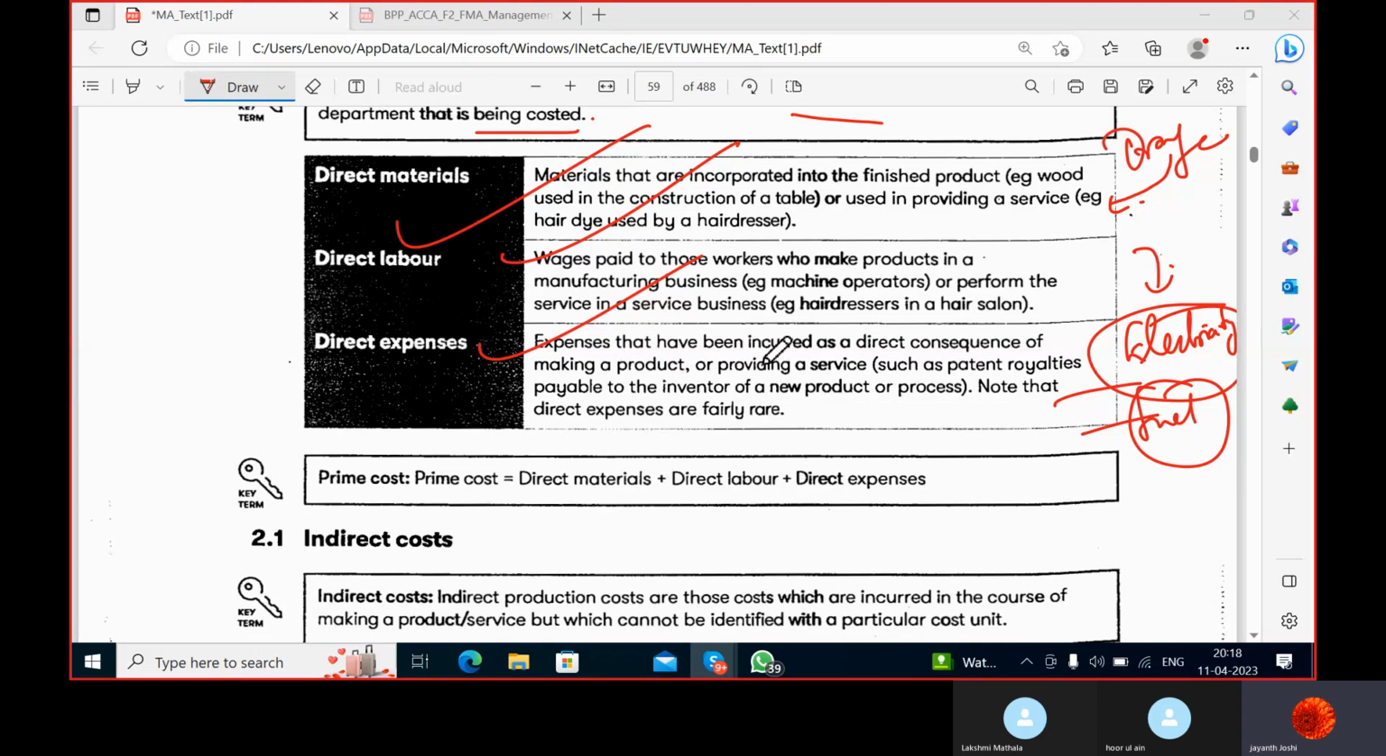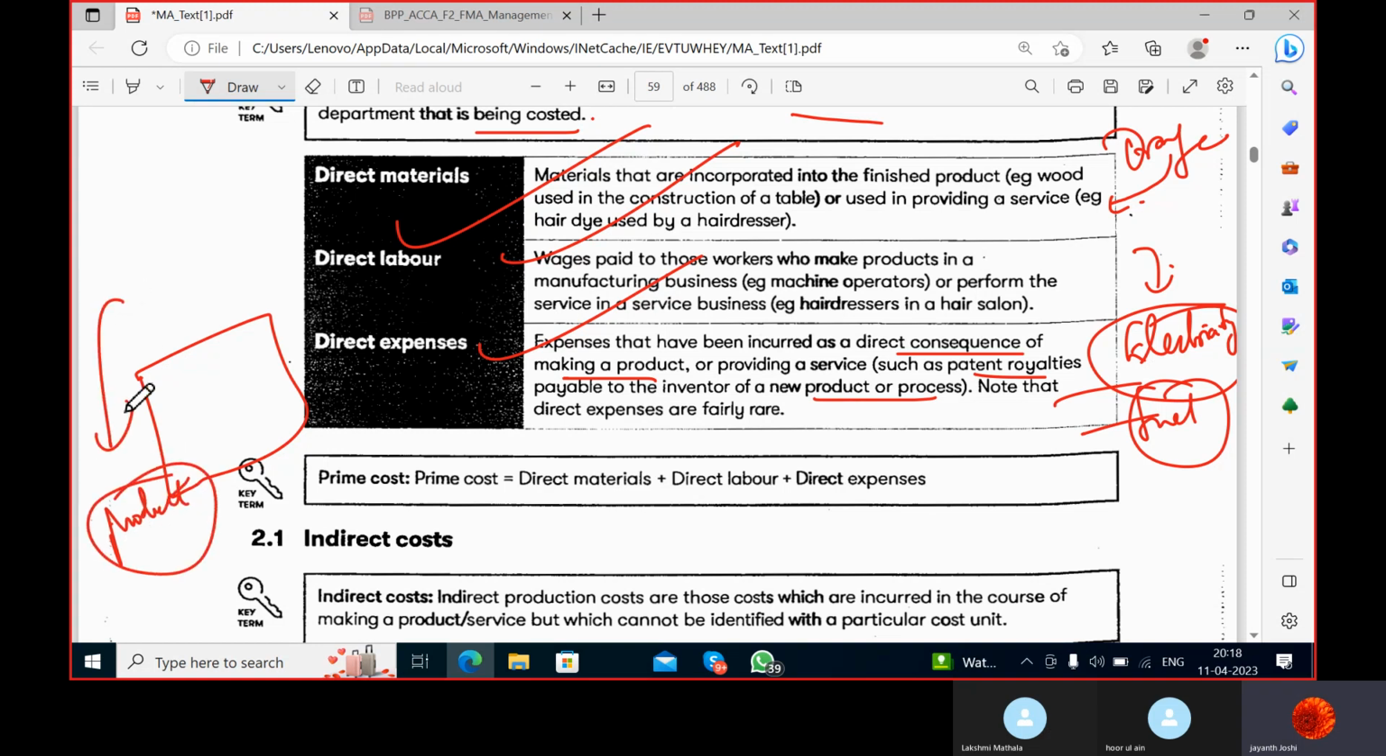So these are expenses incurred as a direct consequence of making a product. You are incurring them directly for making that product. There are some examples also. Patent royalties payable to the inventor of a new product or process. These are also expenses which you are incurring directly for making a product. Now, suppose this is my company, and my company is making some machine, some product. That product I am making by taking some technology of some other company. So for every 1 unit of product, I have to pay royalty.